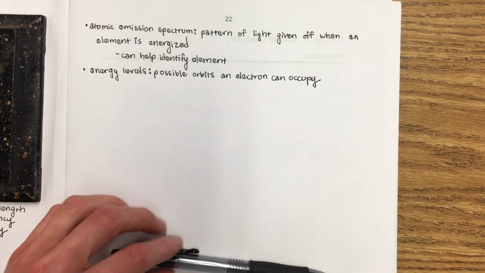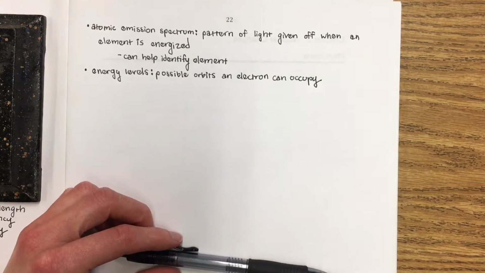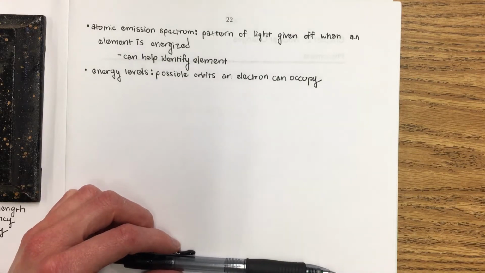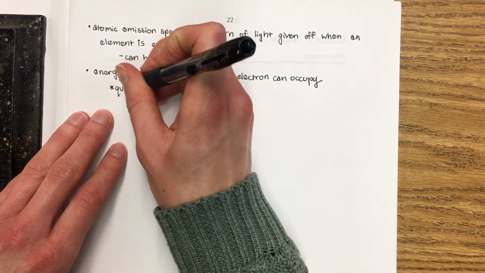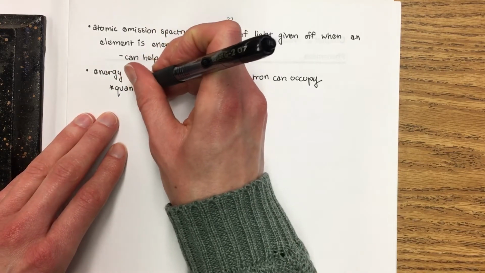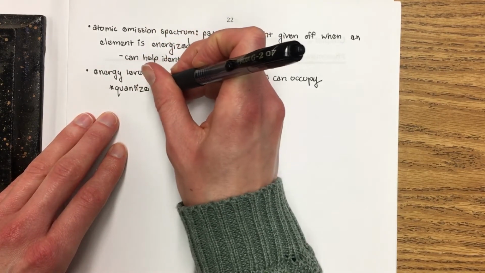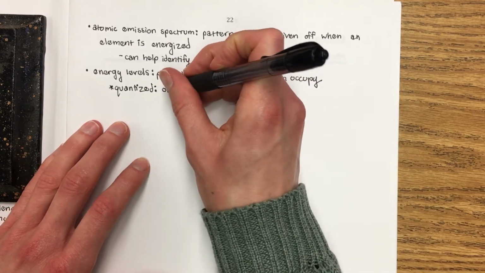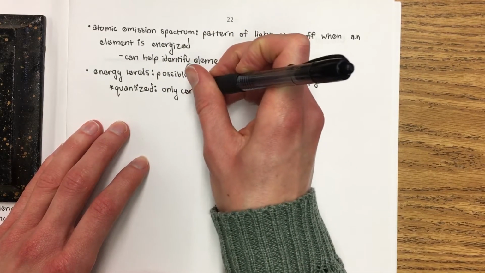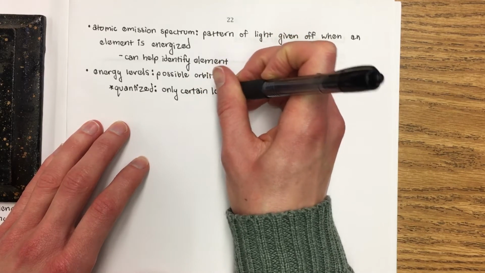Okay, now these energy levels are something that we call quantized. You've probably heard of quantum physics. It's a really fancy sounding science word, but it has a simple definition. If something is quantized, it means only certain levels are allowed.